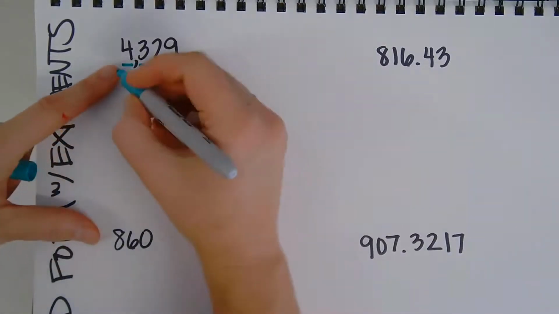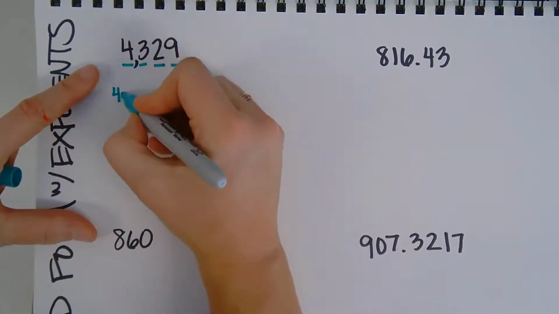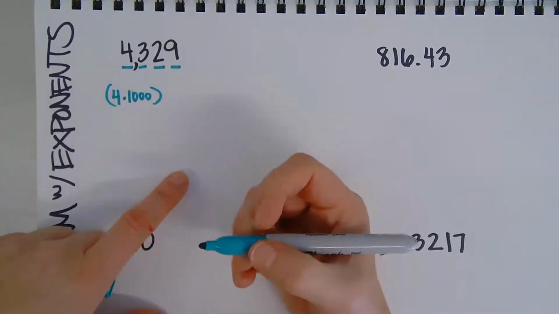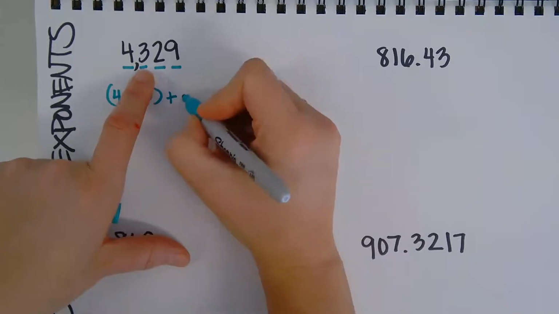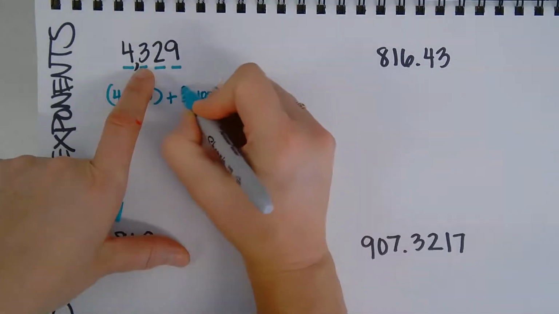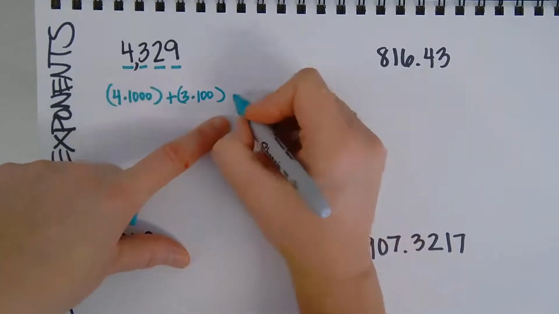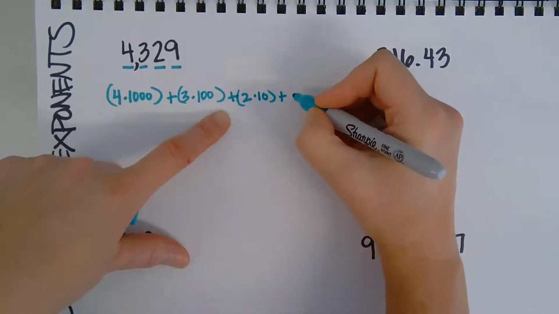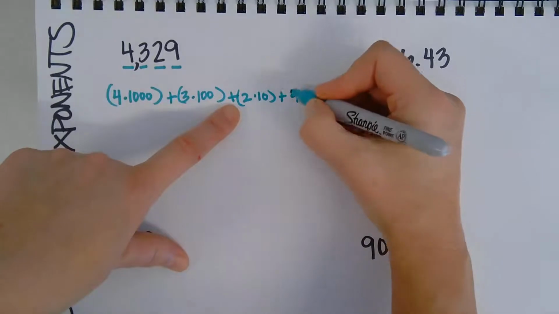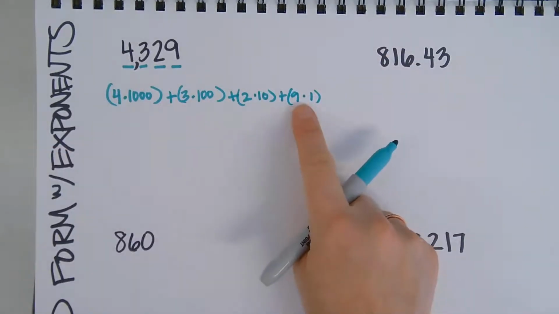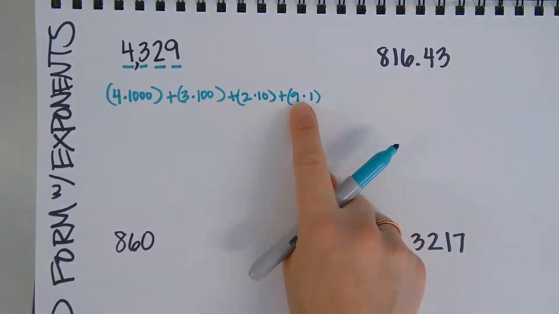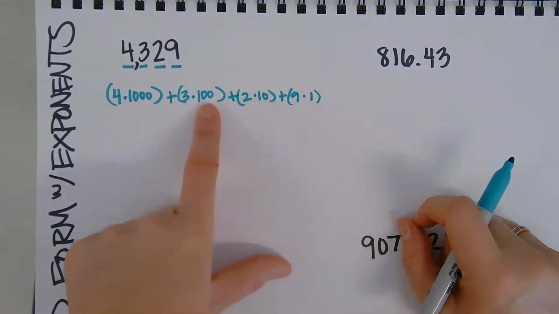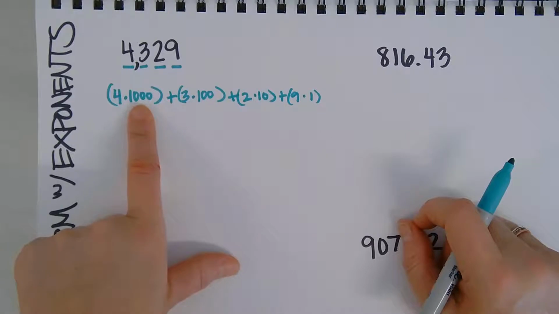So in this example, we have 4 groups of 1,000. Right? That's what the 4 in the thousands place means. And we have 3 groups of 100. That's what the 3 in the hundreds place means. We have 2 groups of 10. And we have 9 groups of 1. A lot of times kids forget that and they just write +9, but I actually want you to write 9 groups of 1, because now this acknowledges the ones place, the tens place, the hundreds place, the thousands place.